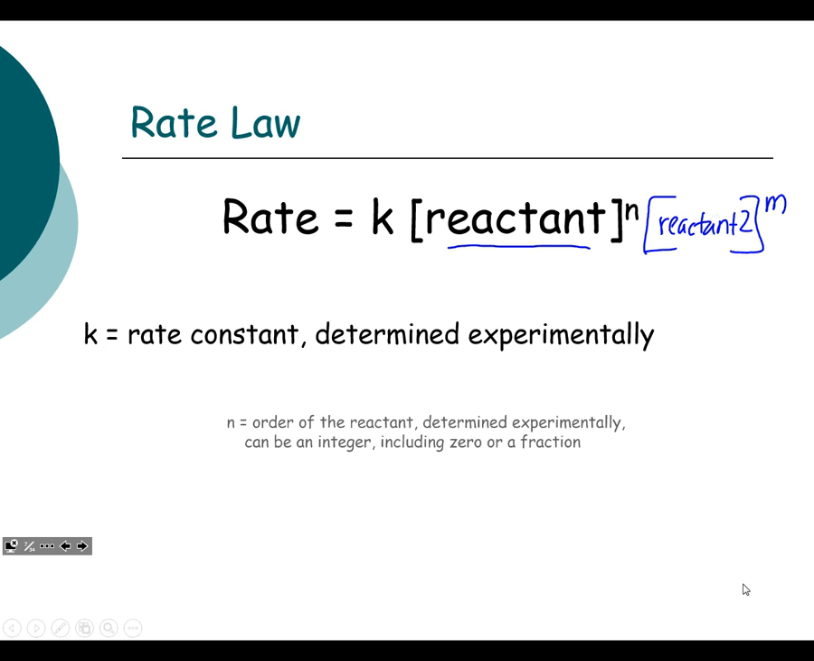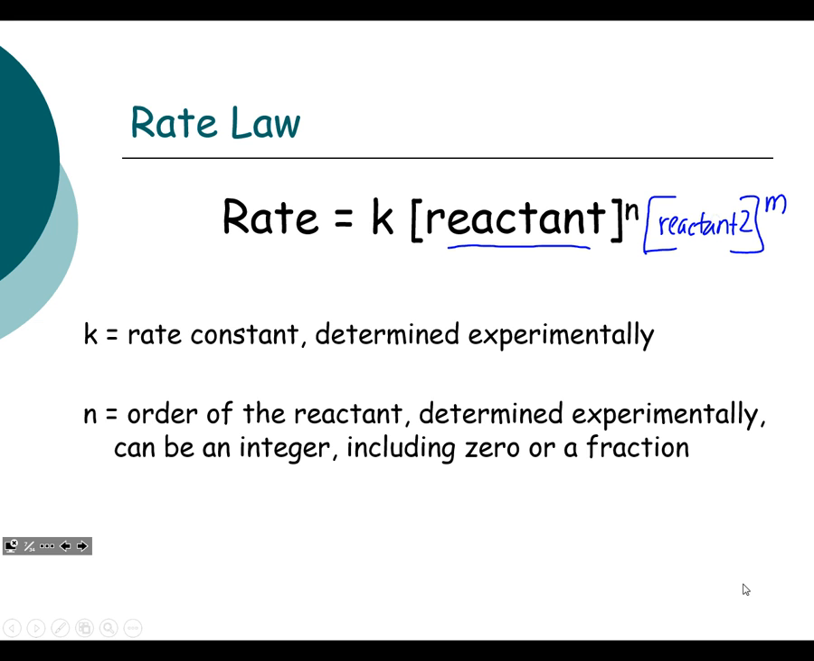Let's put a couple things up here. k is the rate constant. It is determined experimentally. Once we determine our rate law, then we can go on to come up with what our rate constant will be. n, and you notice I put an m up here, it doesn't really matter what you use up there. Some people use x, y, z, m, n, o. It is the order of the reactant. This also has to be determined experimentally.